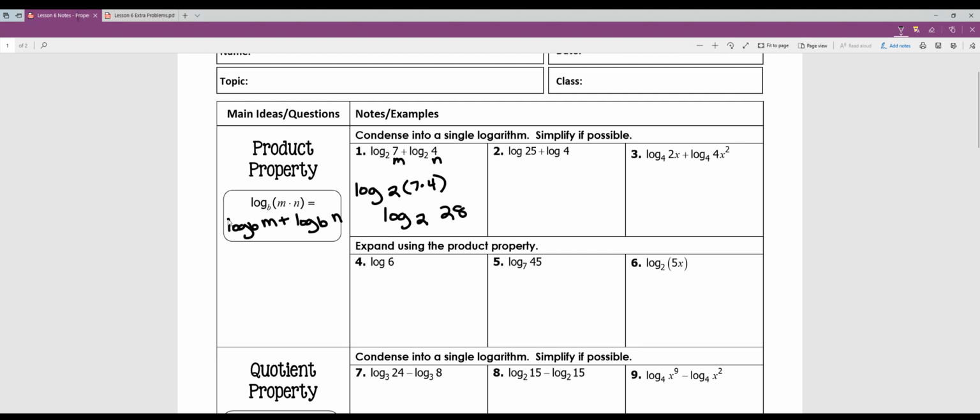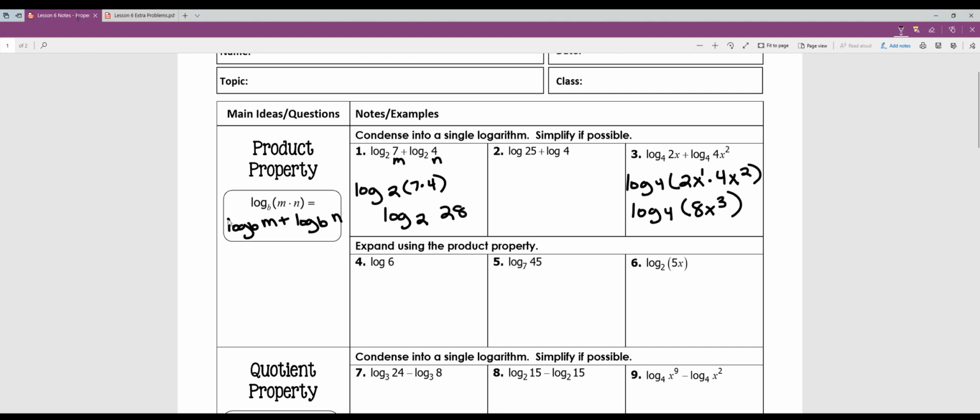All right, let's take a look at number 3. Log base 4 of 2x plus log base 4 of 4x squared. They have the same base, so I know I can use my properties. And this is going to be log base 4 of 2x times 4x squared. And now you'll have to remember back to when we were working with our power rules. Remember, I multiply my coefficients, so 2 times 4 is 8. And then for my x's, I'm going to add their exponents, and that's going to give me x cubed. So that's number 3. So that's going from adding to the multiplication.